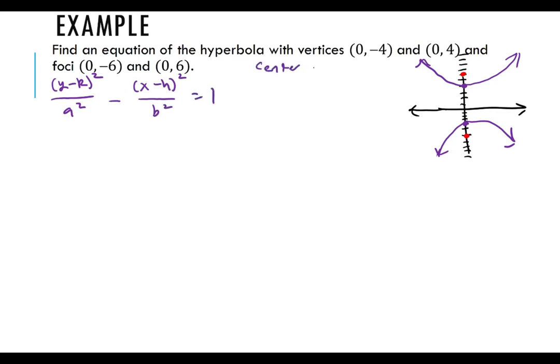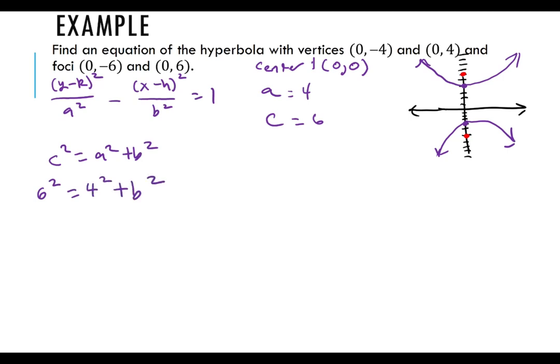We know that our center is the origin 0, 0 because it's the midpoint of the vertices or the midpoint of the foci. Either way, you get 0, 0. Then recognize that we also know what a is. A is the length from the center to a vertex, and so a is equal to 4. We also know what c is because c is the distance from the center to the focus, and that's going to be a distance of 6. We don't know what b is, but we can find b because c squared is equal to a squared plus b squared, and so 6 squared being equal to 4 squared plus b squared, we can solve for b.